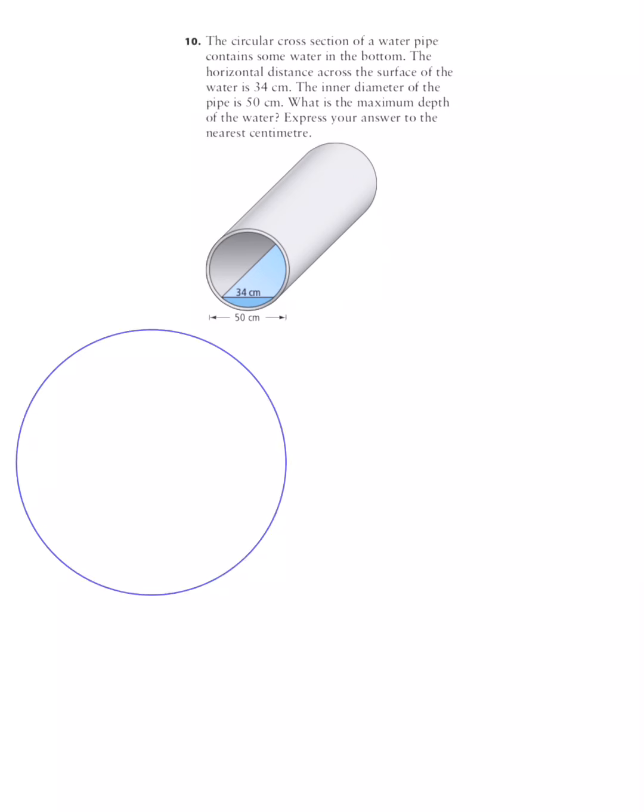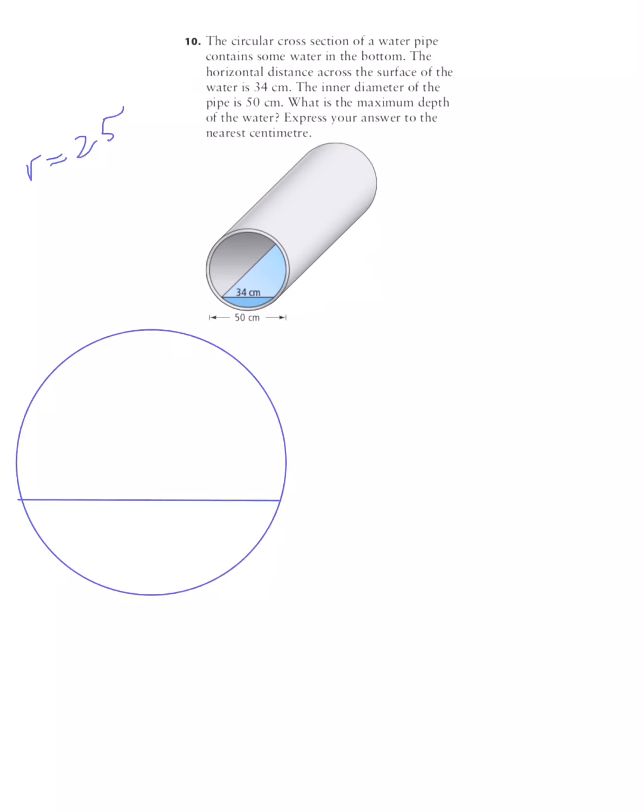The circular cross-section of a water pipe contains some water in the bottom. The horizontal distance across the surface of the water is 34 centimeters. So this distance across the water is 34. The inner diameter of the pipe is 50 centimeters. So the diameter of this is going to be 50. We don't usually care about diameters too much, but what that tells us is that the radius is 25, right? That's the important thing we got from that. What is the maximum depth of the water?